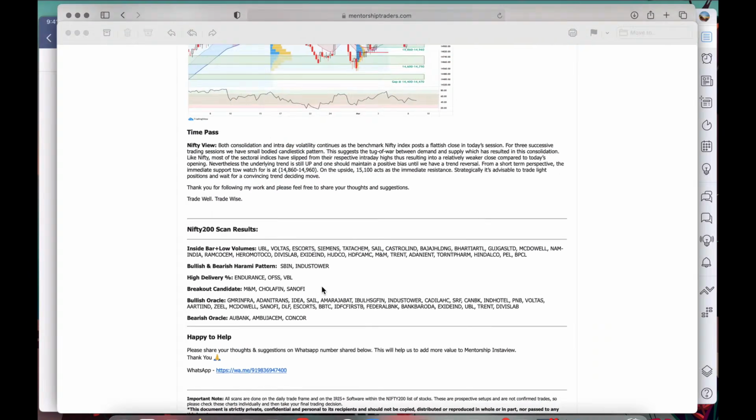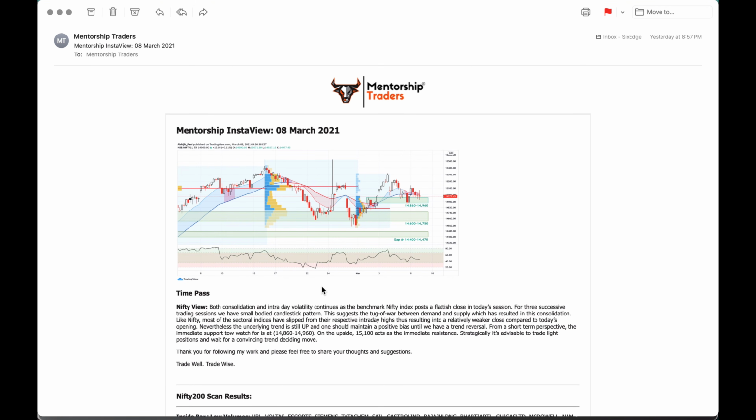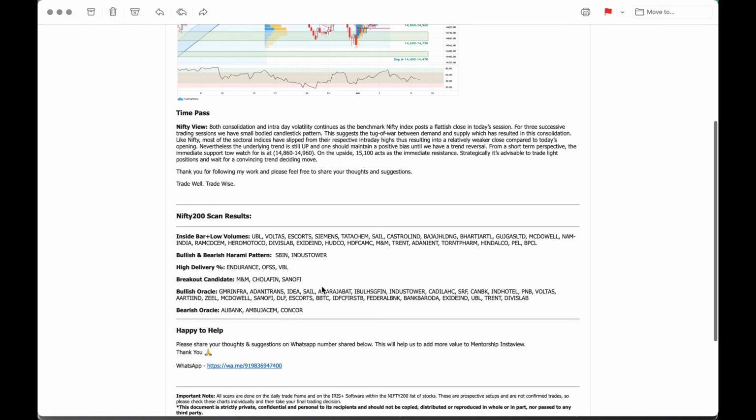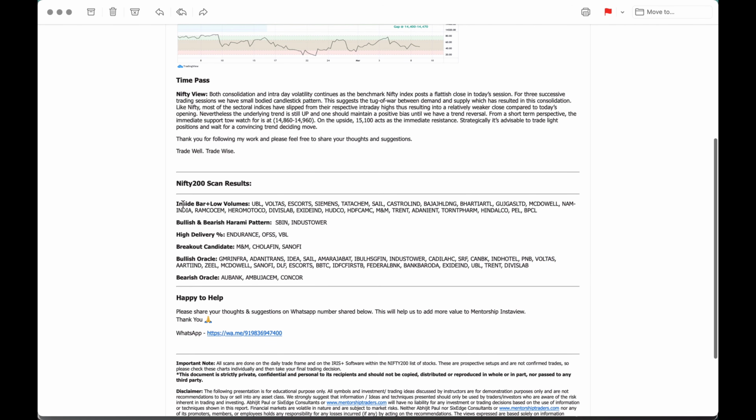Your inbox will get this emailer Monday to Friday in the evening. A write-up on the Nifty and some scans. Some inside bars with low volumes, some bullish bearish Harami patterns, few stocks which have come on the scanner for high delivery percentage, few stocks which I feel are likely to give a breakout anytime soon, and then the inside bars filtered out with the bullish and the bearish Oracle.